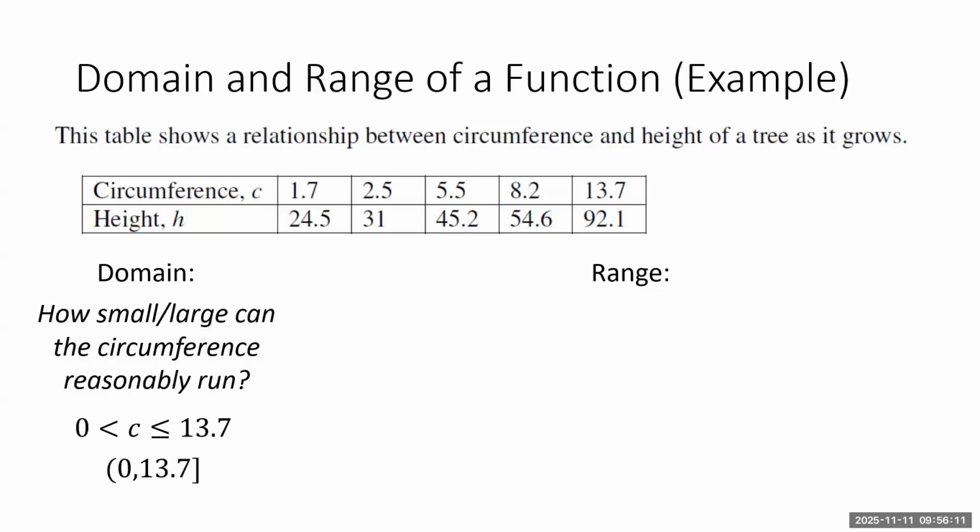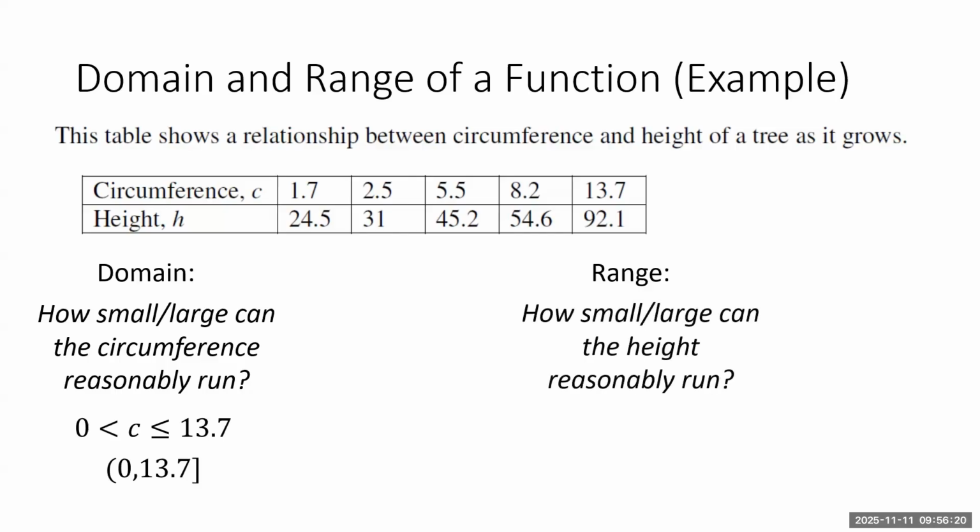The way that we could also write our domain, by the way, in interval notation would be parenthesis 0, comma, 13.7 bracket. For range, what we should be asking is, how small or large can the height reasonably run based on the data that's provided? So we would say 0 is less than h, because again, a height of 0 is absurd, which is less than or equal to 92.1. If we were going to write that as an interval, it would be parenthesis 0, 92.1 bracket.